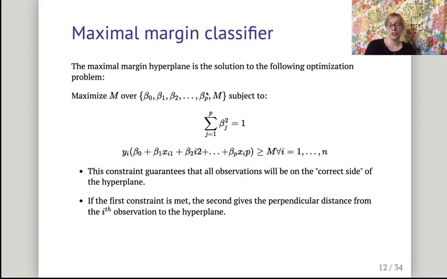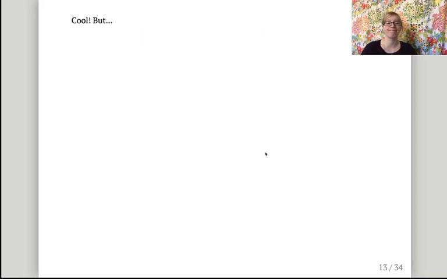If this first constraint is met here, the sum of the squared coefficients, then it turns out that this second constraint is actually the perpendicular distance. So with these two, we can find these perpendicular distances. We'll choose these betas to maximize m.